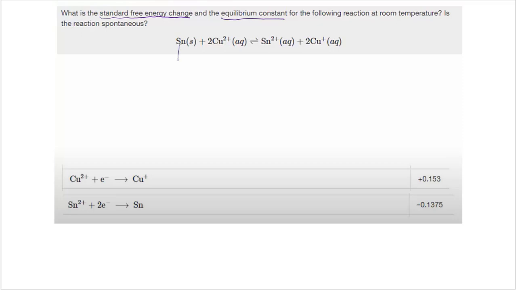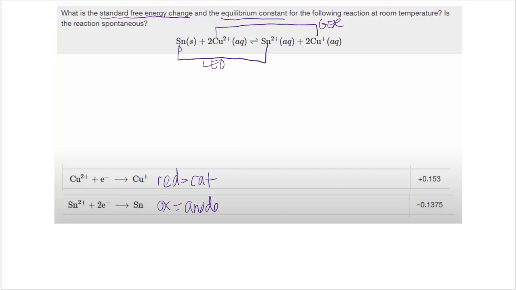Okay, let's look at this. I've got tin going from 0 to +2. It's being oxidized. And then I have copper going from +2 to +1. It's being reduced. All right. Then, if I know that my tin, Sn, is being oxidized, that means that it's my anode. My copper being reduced, that's my cathode.